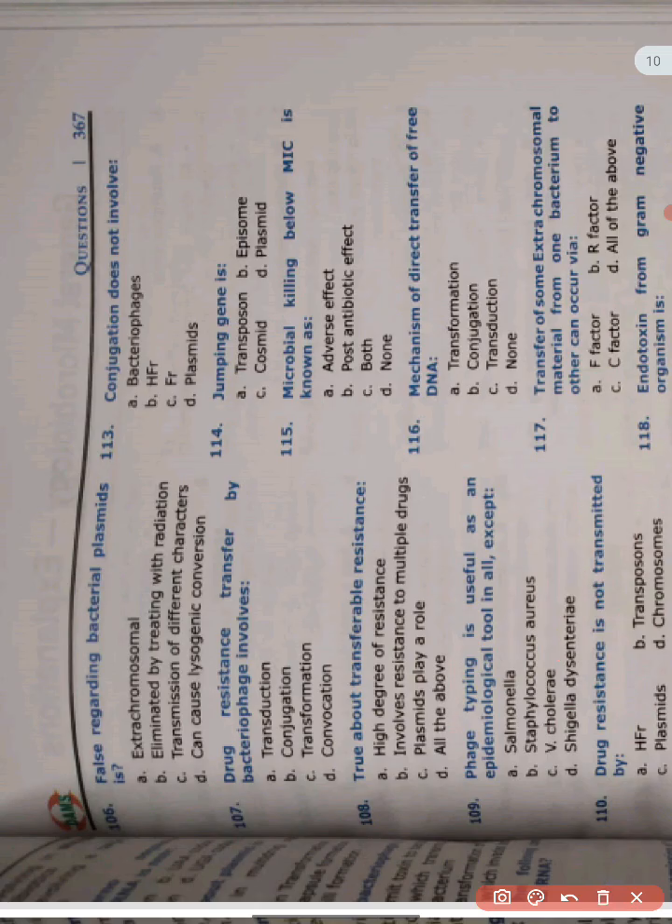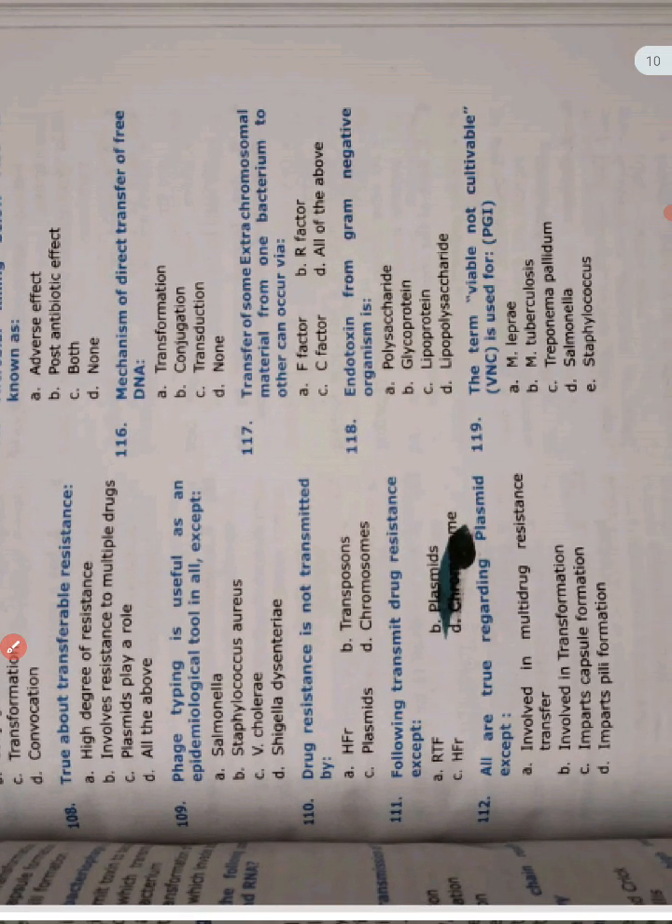Next question. Drug resistance is not transmitted by what? Drug resistance is not transmitted by chromosome. It can be by HFR, plasmids, transposons, but not by chromosomes. Following transmit drug resistance except what? HFR. HFR is fertility. All other choices transmit drug resistance.